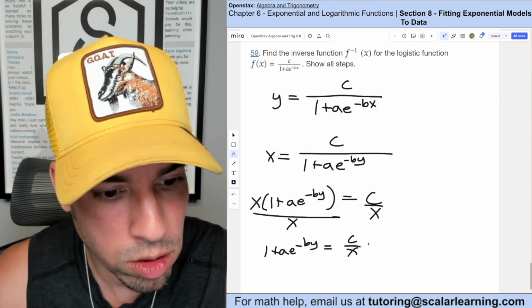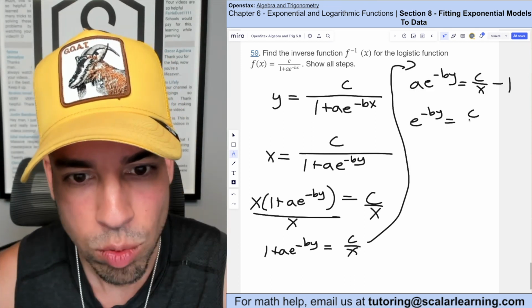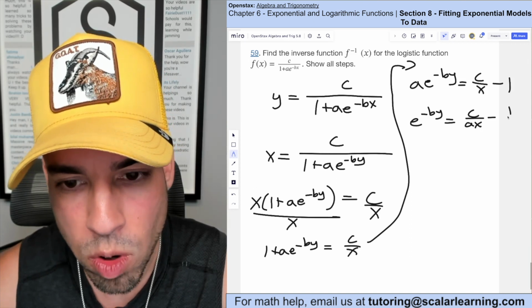Next, I'm going to subtract 1. So let's do that up here. Okay, and now we're going to get rid of that a. So let's divide both sides by a. This equals c over ax minus 1 over a.